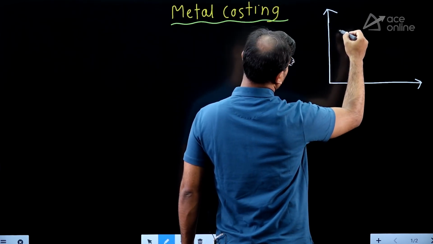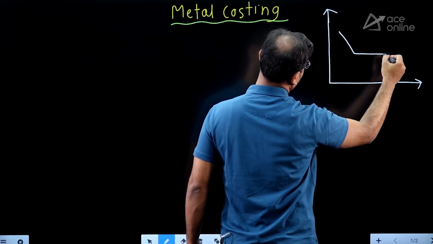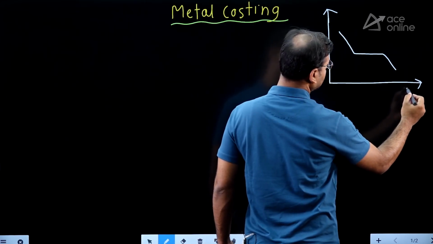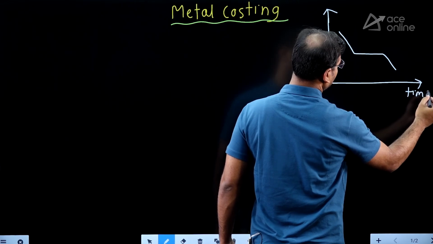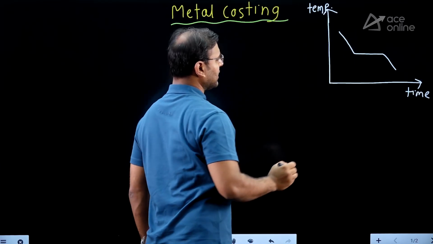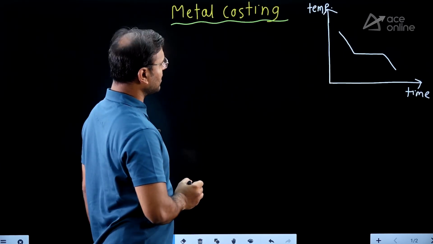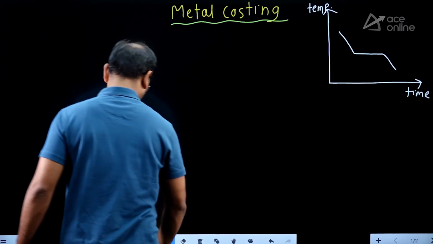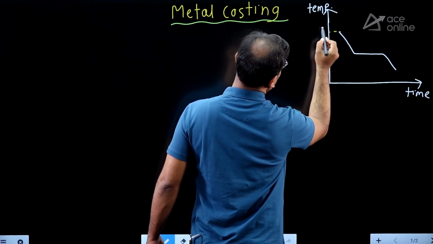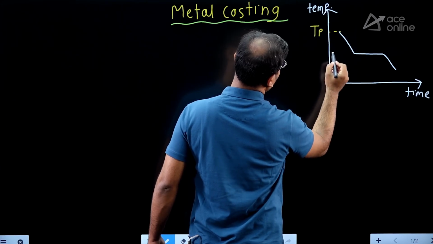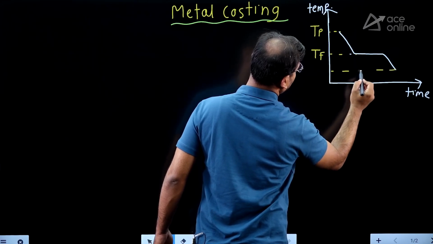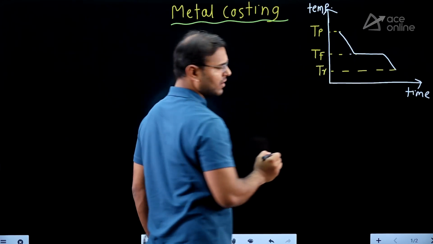Yes, now here you can see that there is one graph. On the x-axis there is the time, and on the y-axis there is the temperature. Guys, we are going to pour the molten metal at this temperature, and that temperature I am writing as TP, the pouring temperature. This I am writing as TF, the freezing temperature, and finally this I am writing as TR, that is the room temperature.